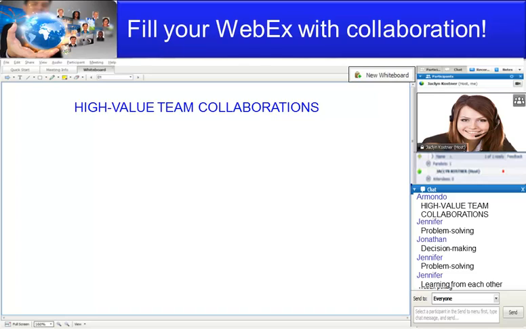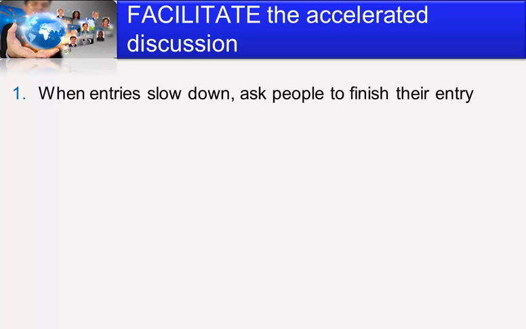While you are quiet, then people are going to be typing things in the chat, and you'll see a lot of ideas appear. This is the beginning of the first part of getting that discussion to happen. The second stage then is to actually take that information and facilitate the accelerated discussion. Here are the steps. When the entries start slowing down in the chat, then ask people to finish their entry and you can begin facilitating the discussion on this.